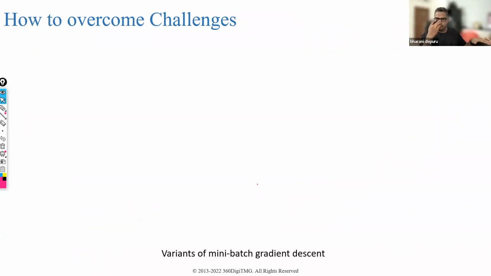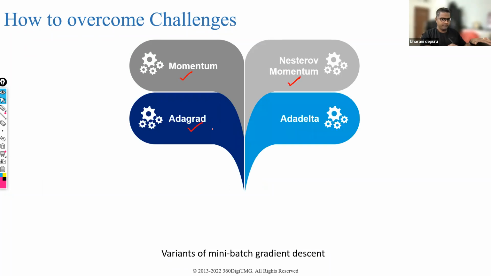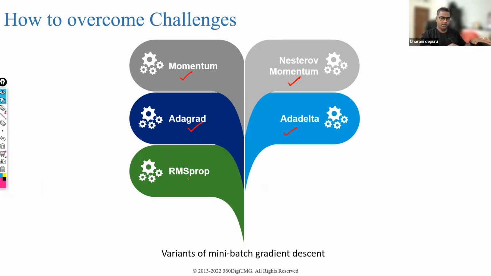How to overcome these challenges? To overcome these challenges, we have something called momentum, Nesterov momentum, Adagrad, Adadelta, RMSprop, Adam. We have all these algorithms which are used to overcome the challenges of mini batch SGD. Friends, to remember all these things, remember it as a story. All these slides, just stitch it as a story, and then you will start remembering.